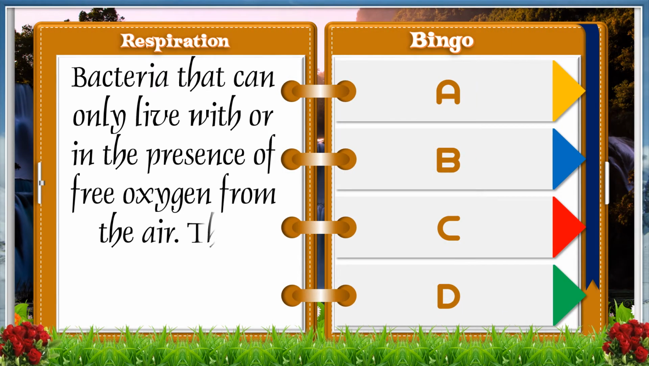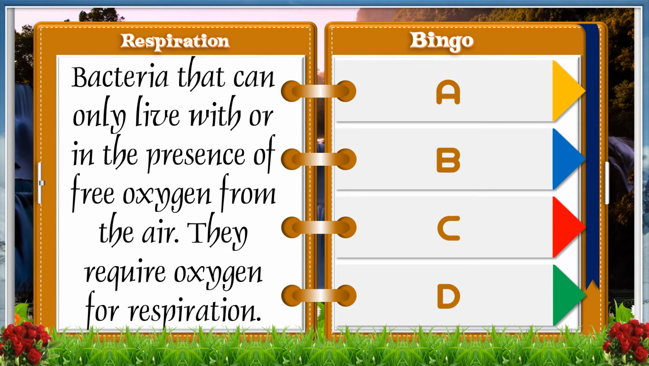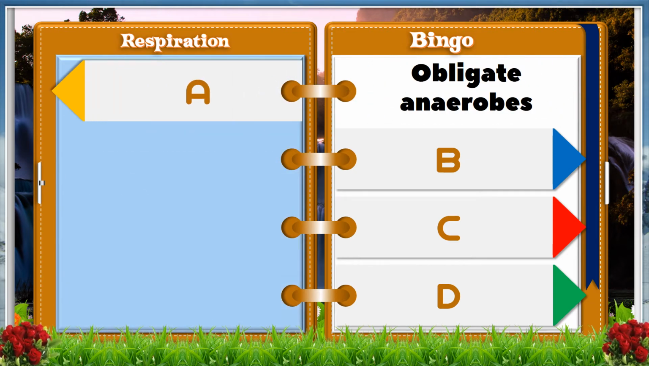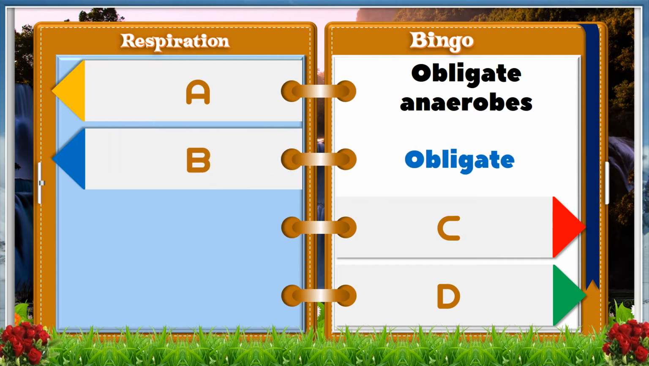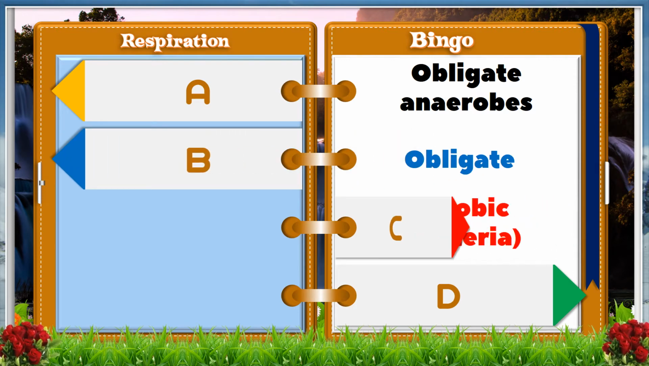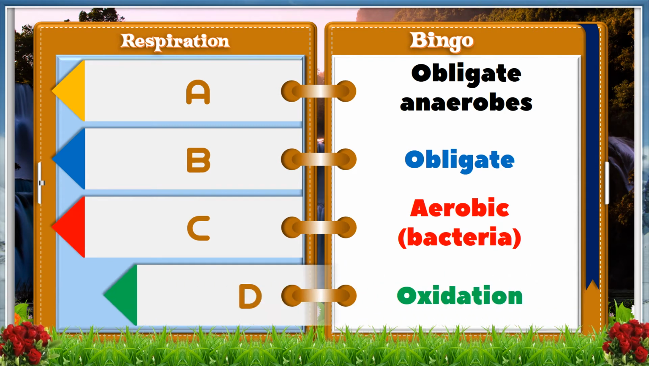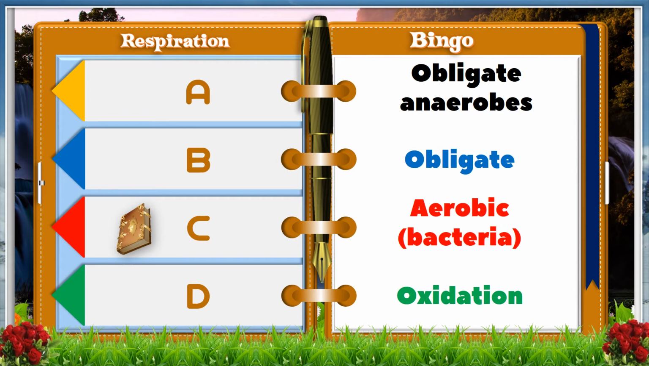Bacteria that can only live with or in the presence of free oxygen from the air. They require oxygen for respiration. A. Obligate anaerobes. B. Obligate. C. Aerobic bacteria. D. Oxidation. And the answer is C. Aerobic bacteria.